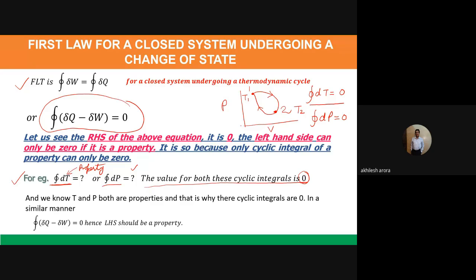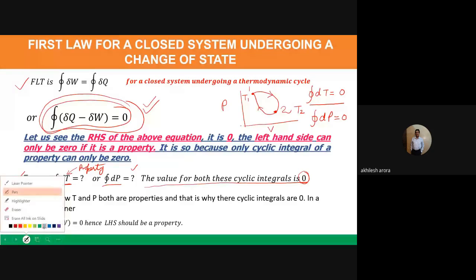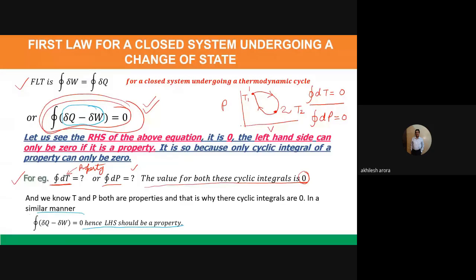Now focus on this particular equation. You can see the right hand side is coming out to be 0. Since the right hand side is 0, the quantity in the bracket, this quantity I'm talking about, should be some property. So the left hand side should be a property. This is what I'm saying. Now let us proceed further, you would be able to understand.